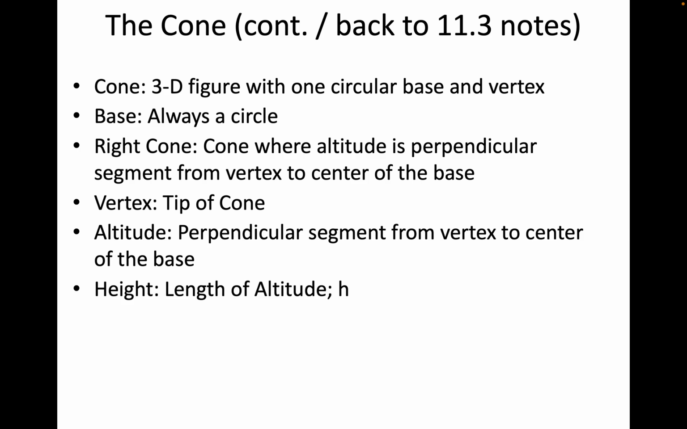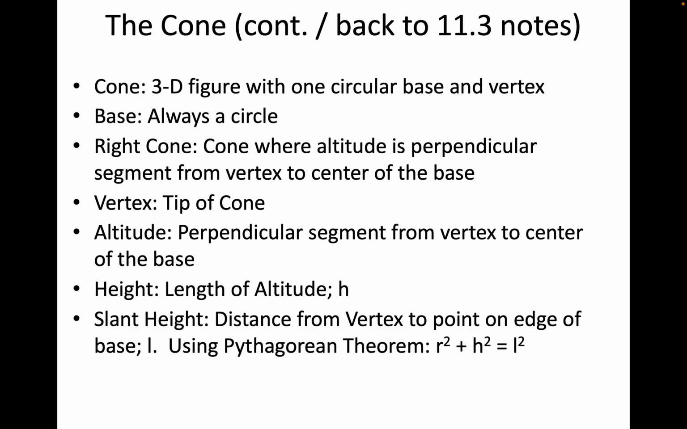And the height of the cone is just the length of the altitude, which we will abbreviate as just h. The slant height or lateral height is the distance from the vertex to a point on the edge of the base, and we'll call that L. And then, of course, using the Pythagorean theorem, we can find L because r squared plus h squared is going to equal L squared, because it makes a right triangle.